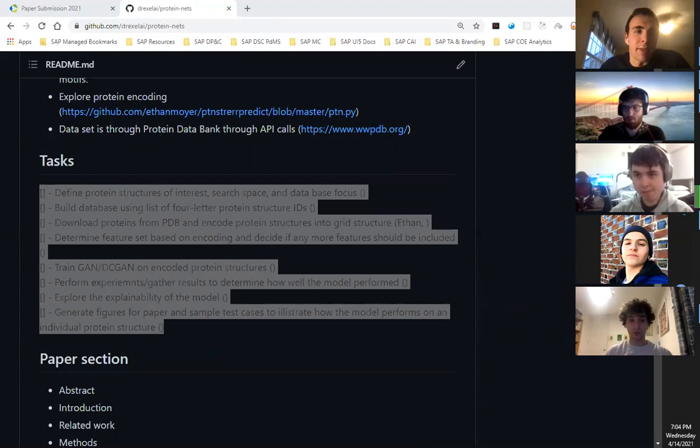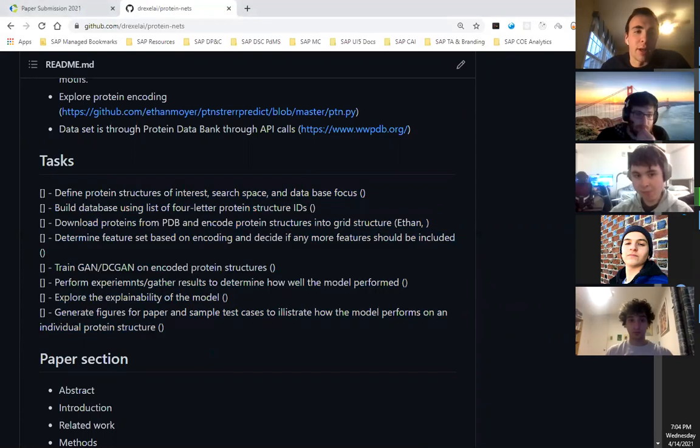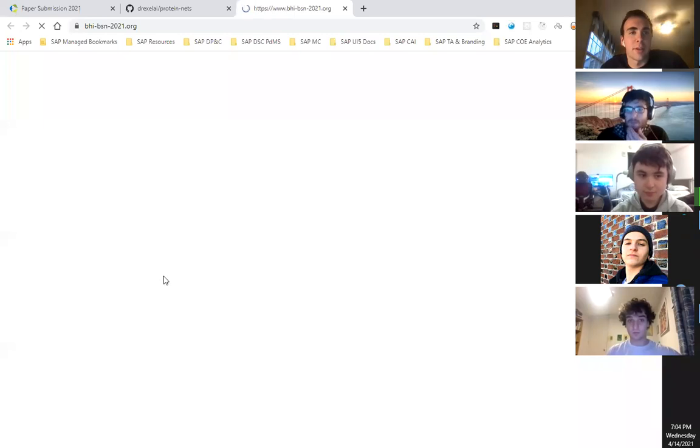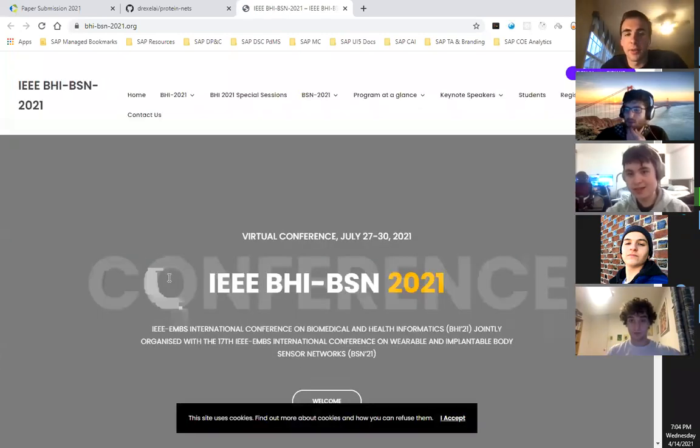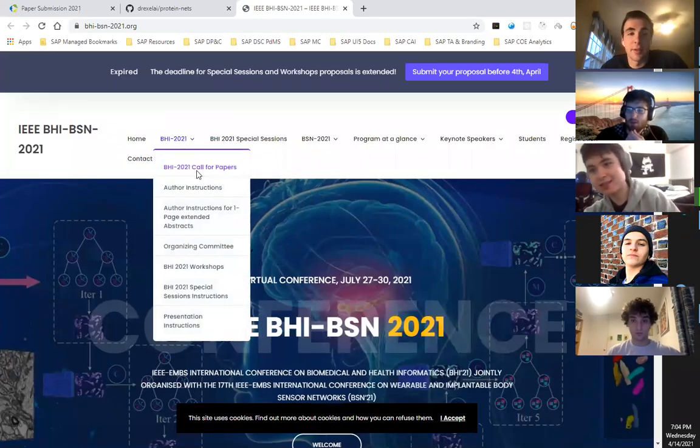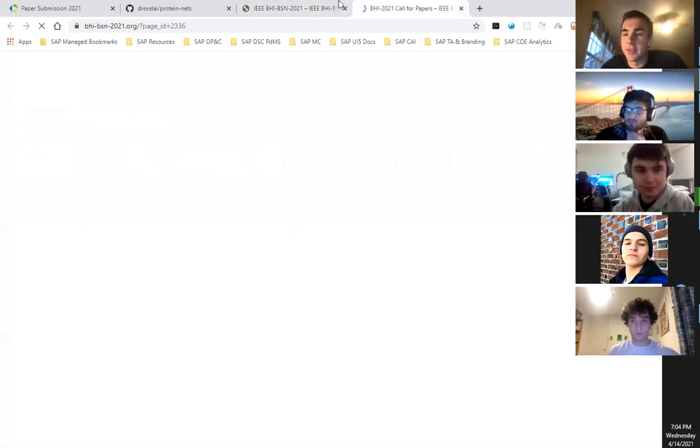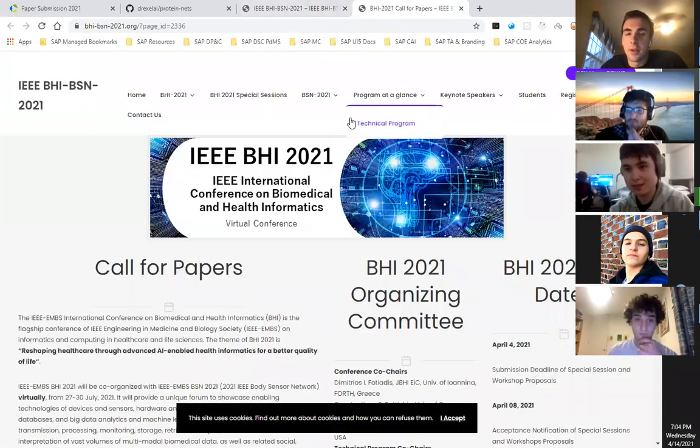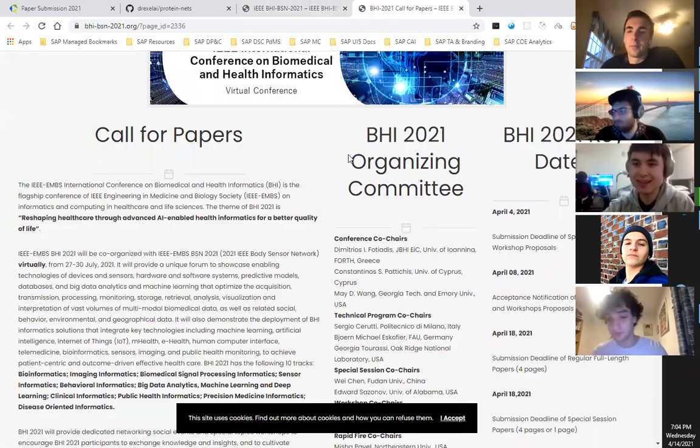Okay, I think that's doable. We already have the protein encoding, as I talked about last week. Asamu, you said you have a GAN architecture. Are they easy to build? What implementation have you used, or what package? Keras. It's in Keras? Yeah. Okay, so it's pretty easy to set up. Yeah, there's a bunch on GitHub too.